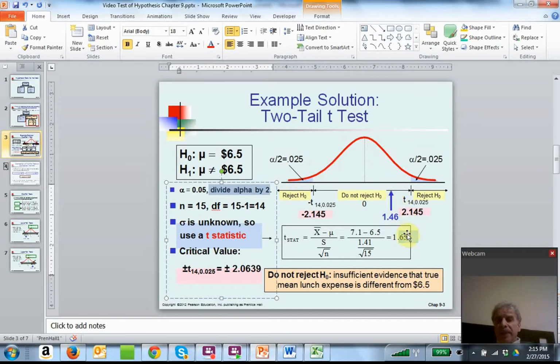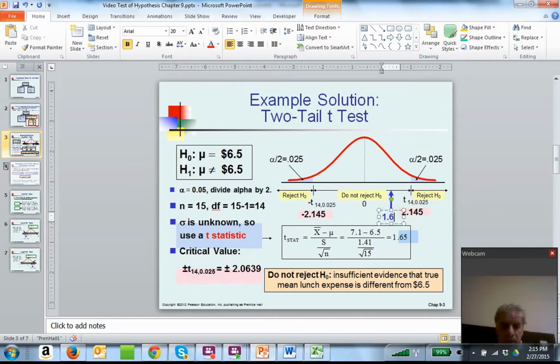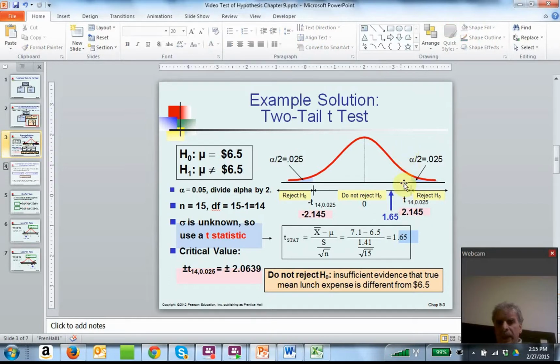Now I'm going to compare my statistical test value, which is actually here, I should have it as 1.65. And obviously 1.65 is in the non-rejection region, so I do not reject H0. So my decision would be do not reject H0. And my conclusion would be insufficient evidence that the true mean lunch expense is different from 6.5. So what I am really saying is that my statistical test failed to reject H0.